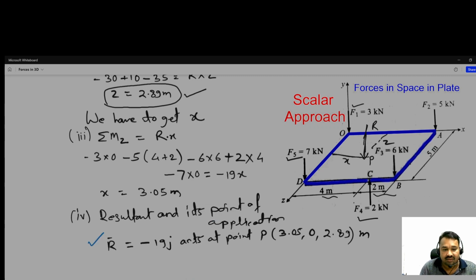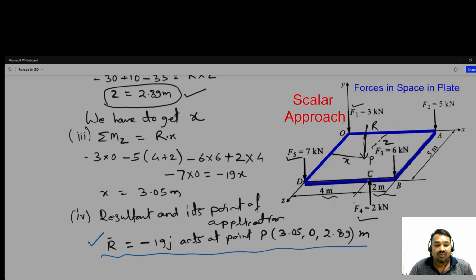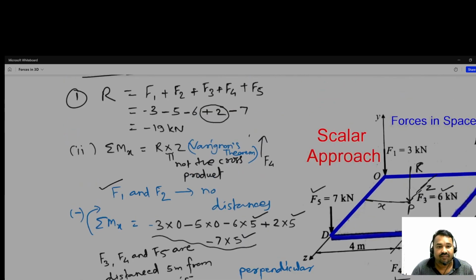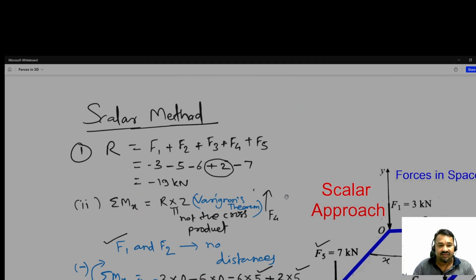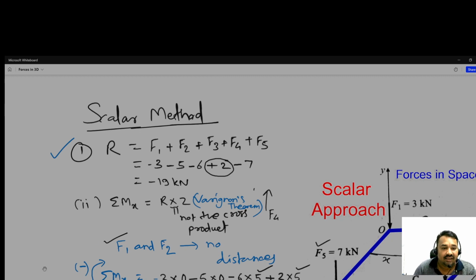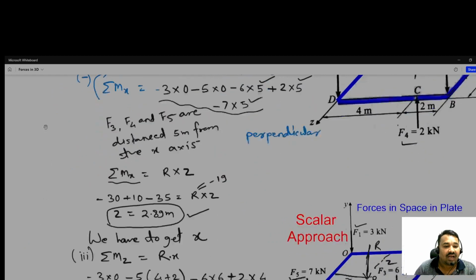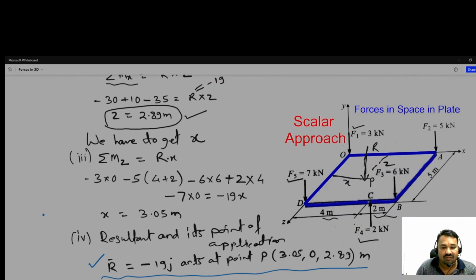Okay, so with this we have completed, and if you compare, for the scalar method there were only 4 steps. Firstly, we need to get the resultant, then we need to apply Varignon's theorem 2 times, because we wanted to know the coordinates, meaning what x is and what z is. After that we came to know what our x and y are. The last step is writing the resultant with the position.